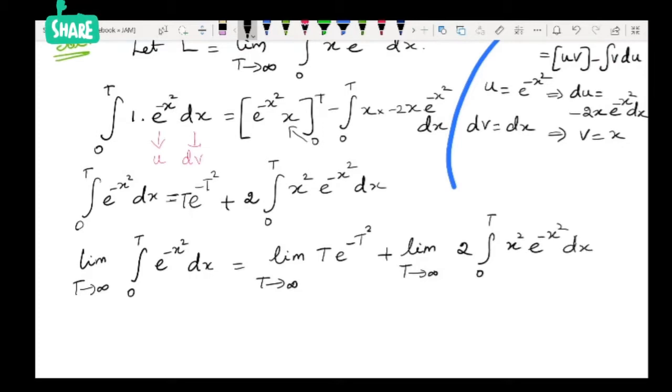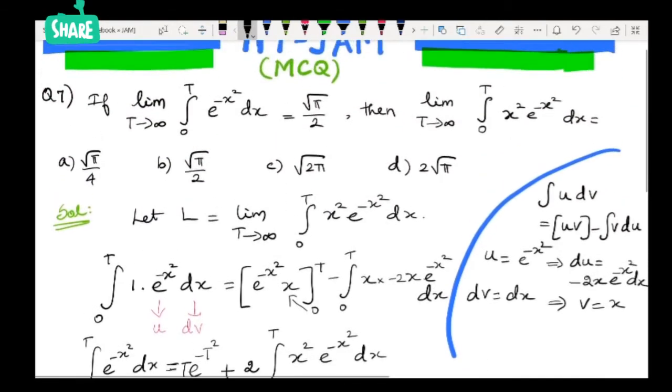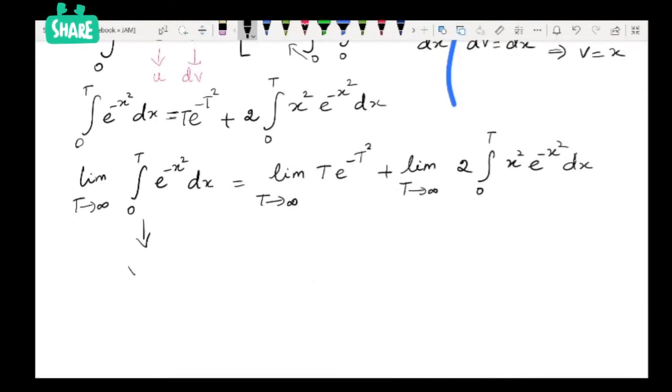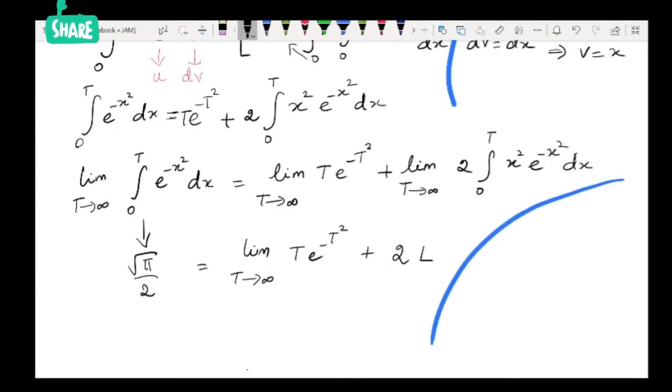So the term on the left side is what was given, right? It's root pi by 2. In the right hand side I'm going to write the first term as it is for now; we will do it later. It's limit t tends to infinity of t e power minus t square, plus the last term, which is actually the term we want. We named it as L, so it is 2 times L. Now let's calculate the limit left.